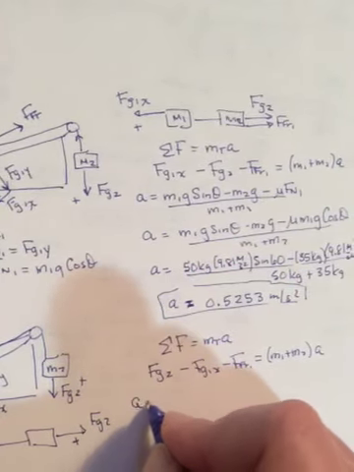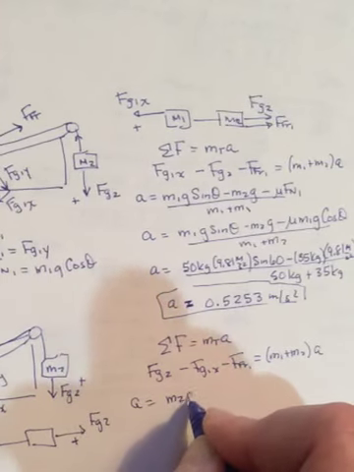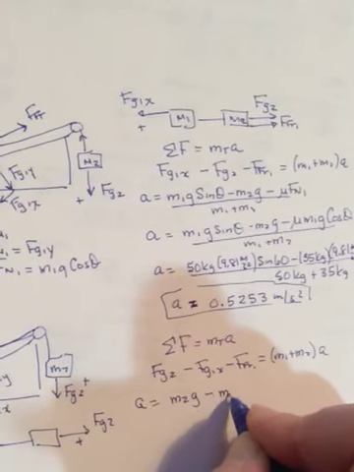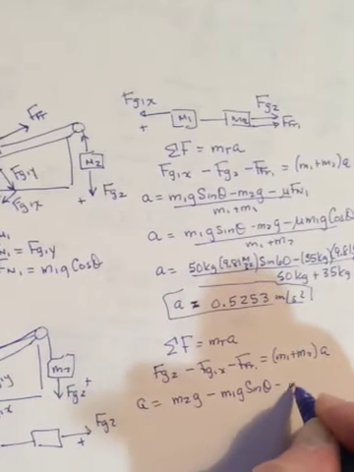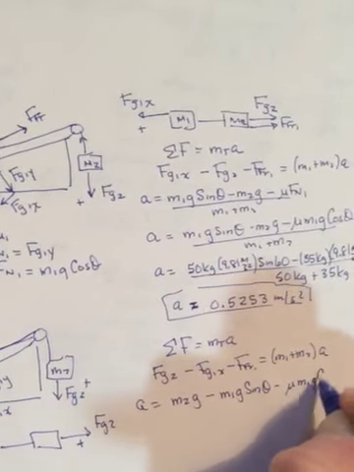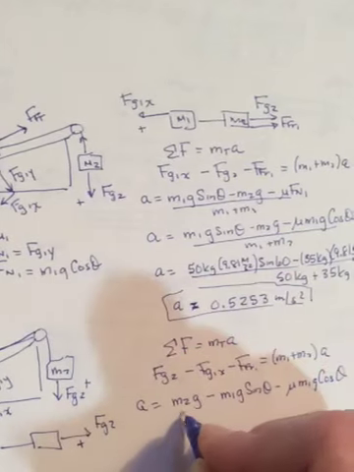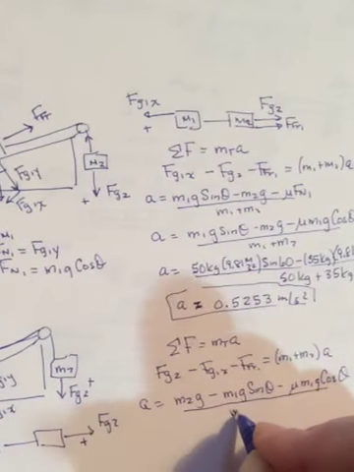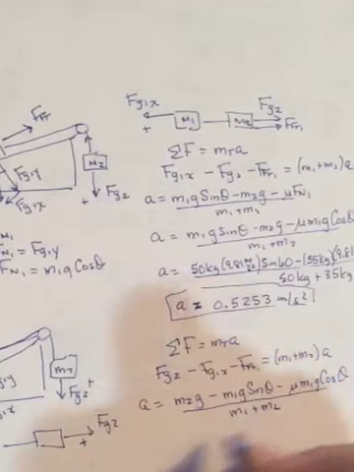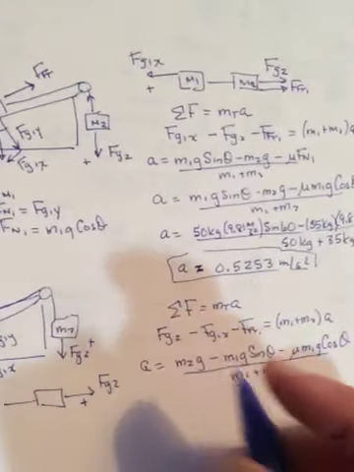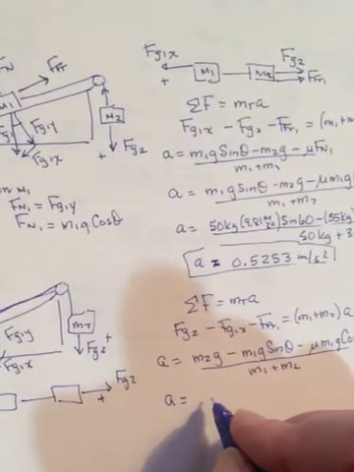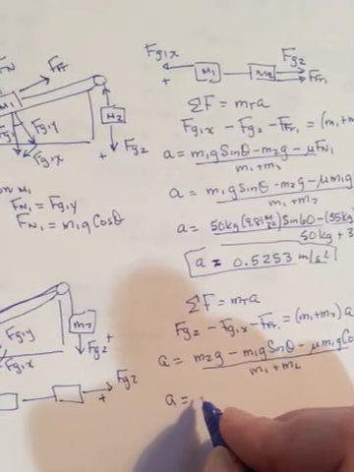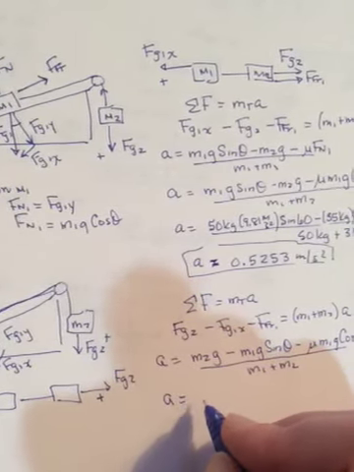So again, if we're solving for A, this time it'll be M2G minus M1G sine theta minus mu M1G cos theta divided by M1 plus M2. And then again, fill your numbers in. So really, the only thing you need to be careful of is which forces are positive and which forces are negative. And that all depends on which direction it is moving.